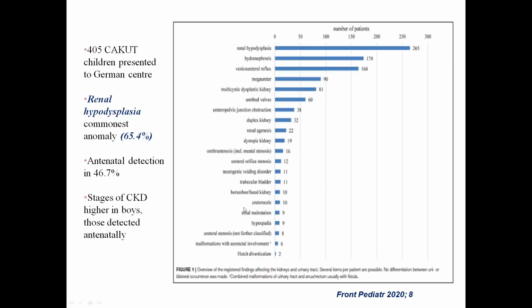This is a recent study from Germany where they looked at 405 patients who presented with congenital anomalies. What they found was that renal hypoplasia dysplasia is one of the most common abnormalities, constituting about two-thirds of the population, and almost half of these are antenatally detected. The stage of CKD at presentation is much worse in boys than in females.